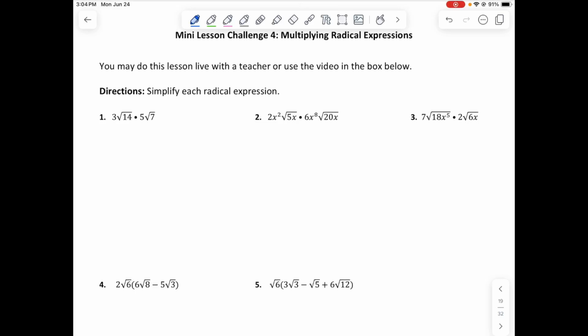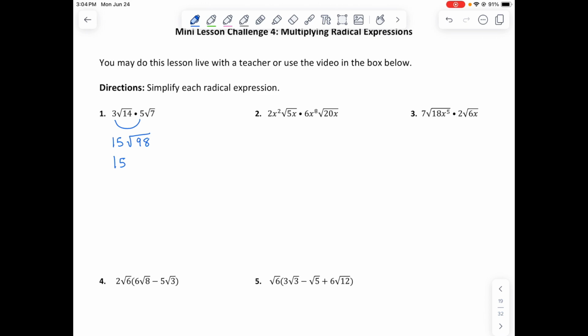This is a mini lesson for multiplying radical expressions. When we multiply radicals, anything in the radicand gets multiplied with anything else in the radicand, and any coefficient gets multiplied with any coefficient. So in this first problem, I would have 15 as my coefficient, and then 14 times 7, which is 98, in my radicand. I then will need to simplify the square root of 98.